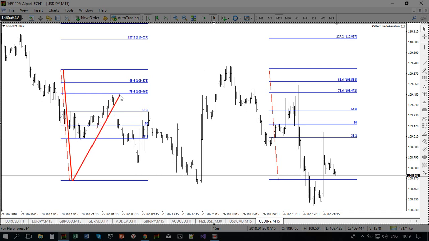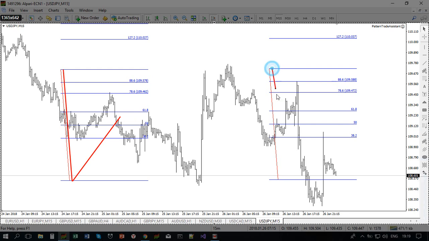If it is closer to 786, then it is considered a butterfly pattern. But if it is in the middle, but slightly closer to 618 rather than to 786, it is a Gartley pattern. Okay, let's place it somewhere in the middle but closer to 618. It is a Gartley pattern according to the harmonic approach.